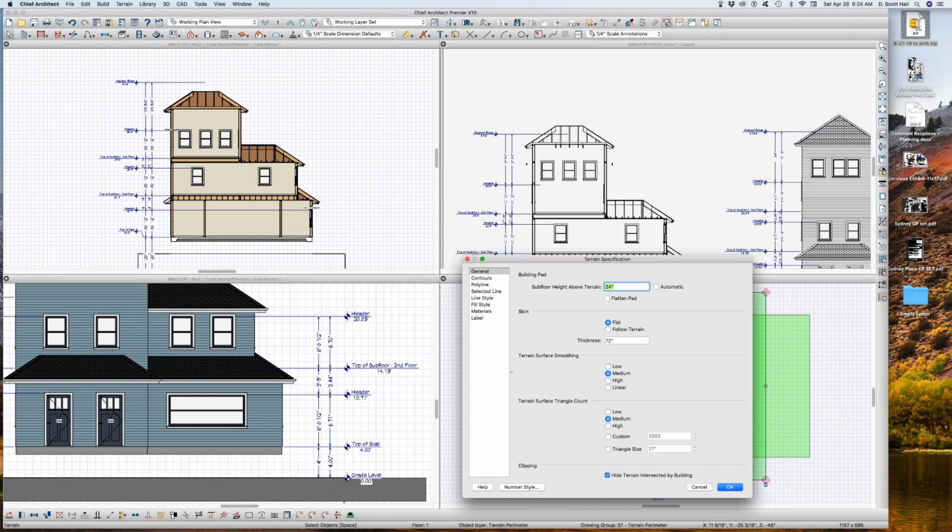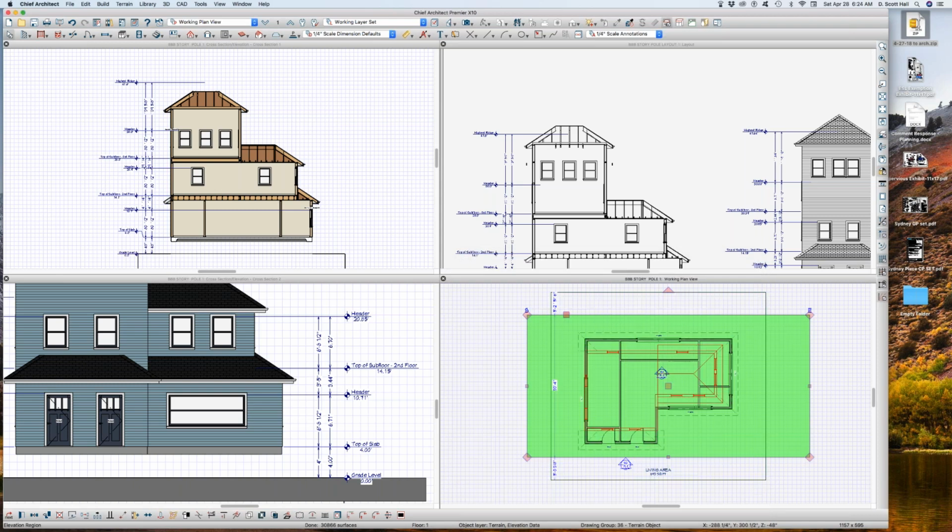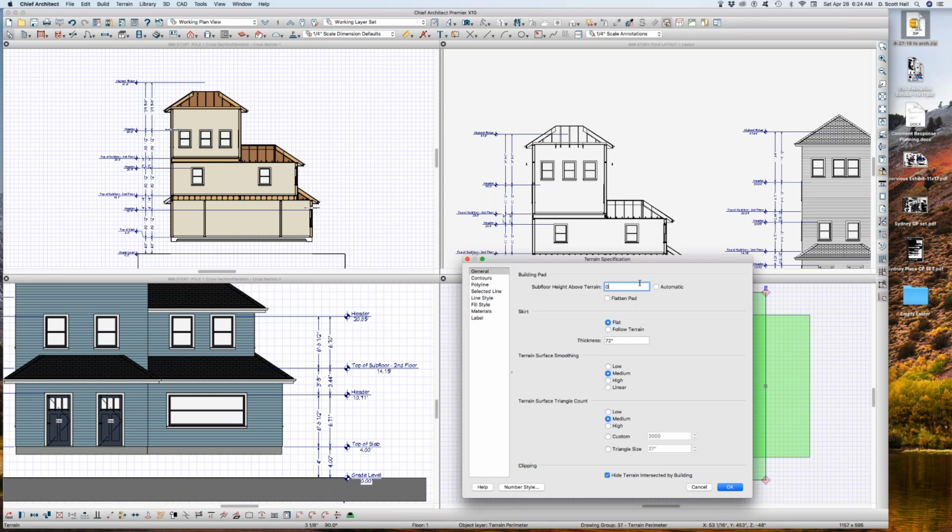God, stop. Sorry, a bonehead play. I apologize. My terrain should be set at 0, which is level with the floor.